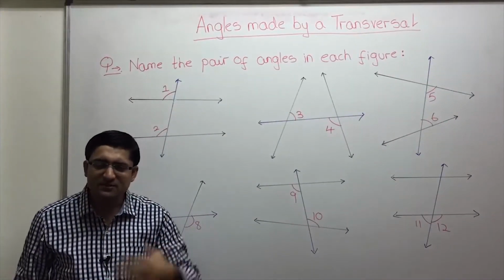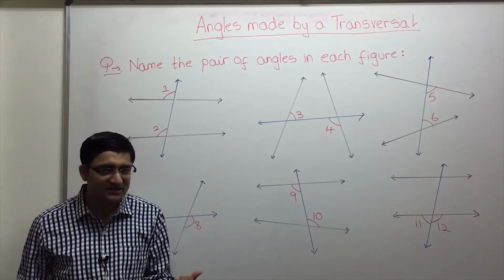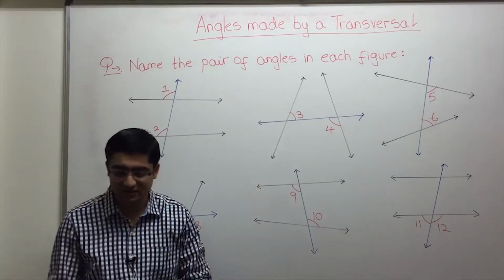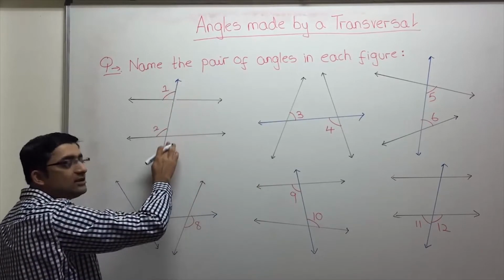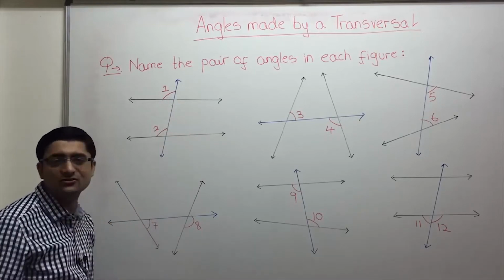So previously we've learned about the different types of angles that a transversal makes with two lines. So now let's practice a question. In this question, we have to name the pair of angles in each figure. So let's begin. Here, these are my two lines. So what is this line over here? A line intersecting two lines at two different points is a transversal.